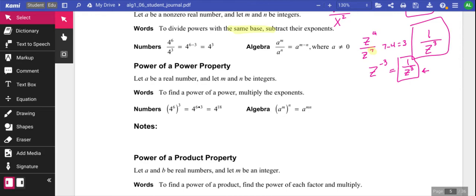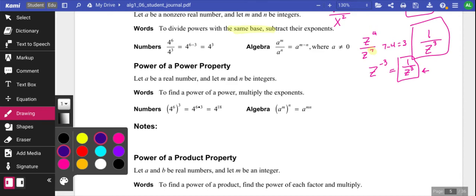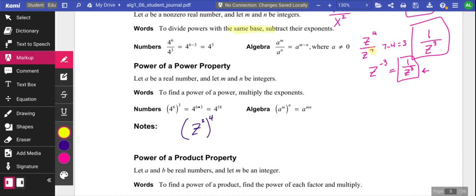So let me draw a little problem here. Let's say I've got z squared, and I'm taking that whole thing to the 4th power. When you see that you're taking this exponent to a power, that's when you have to multiply.